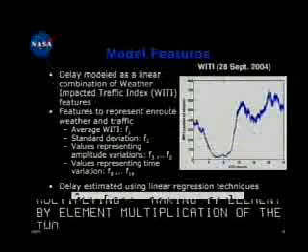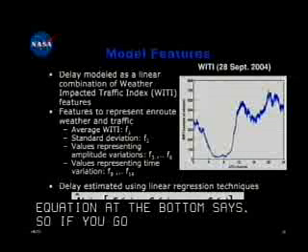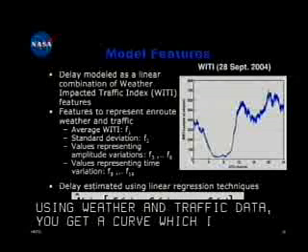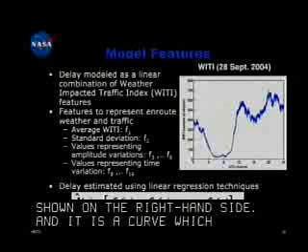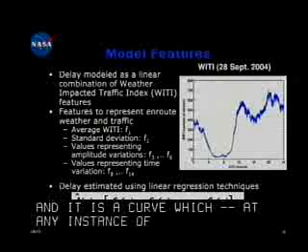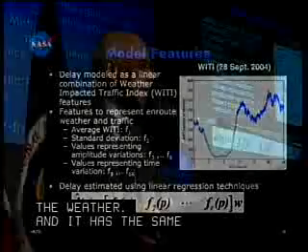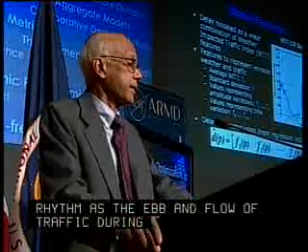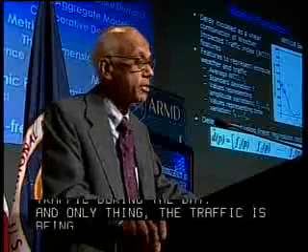Could I have the next view graph, please? So if you compute WITI using weather and traffic data, you get a curve which I have shown on the right-hand side. It is a curve which at any instant of time shows how many aircraft are affected by the weather. And it has the same natural rhythm as the ebb and flow of traffic during the day. The only thing is, the traffic is being modified by the presence or absence of weather in different places.